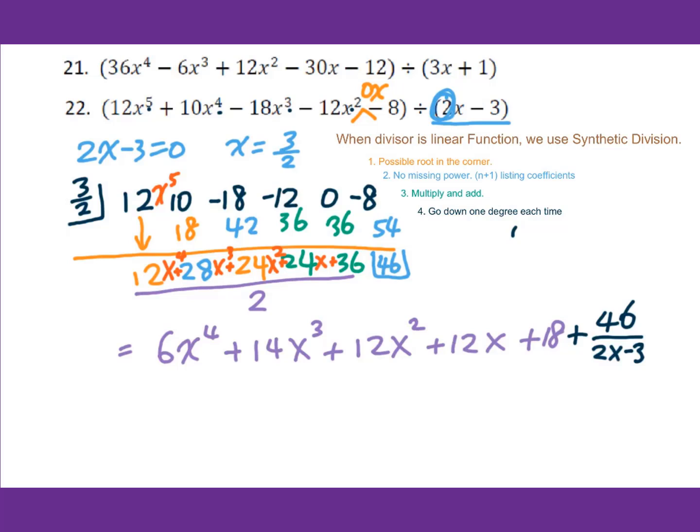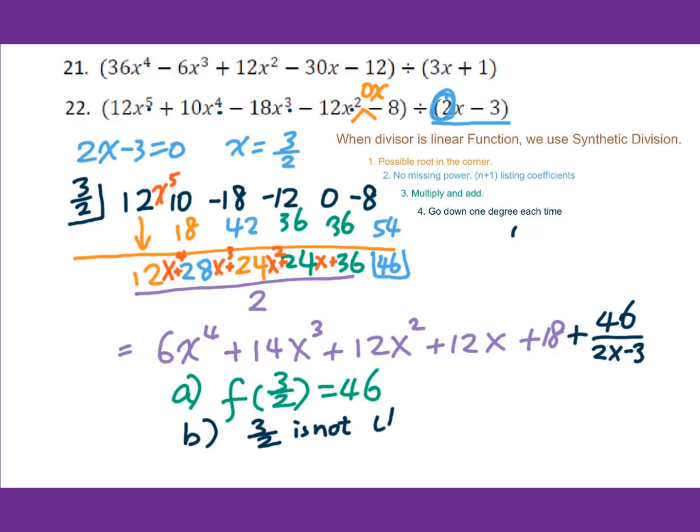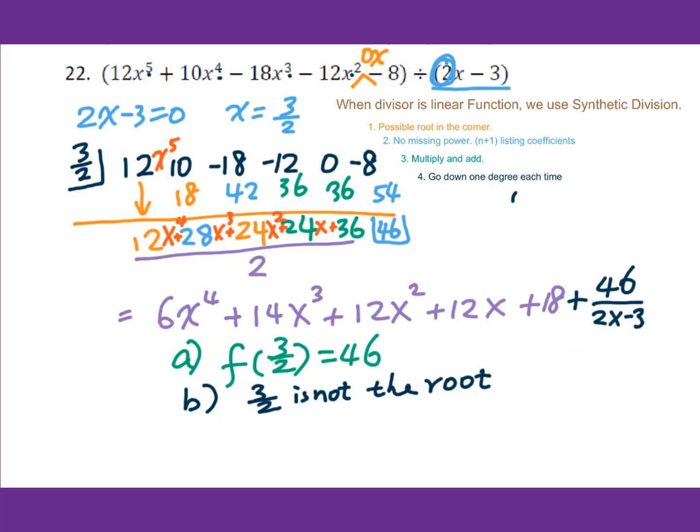So we get the three conclusions. First of all, f of 3 over 2 equals remainder 46. For b, 3 over 2 is not the root of this polynomial. For c, 2x minus 3 is not a factor of this polynomial.